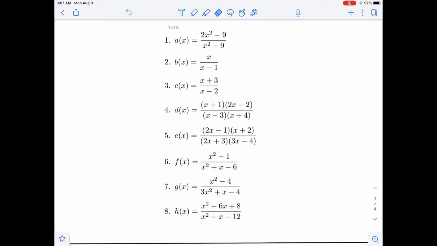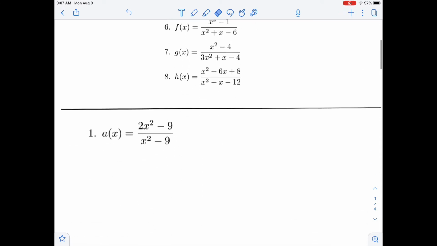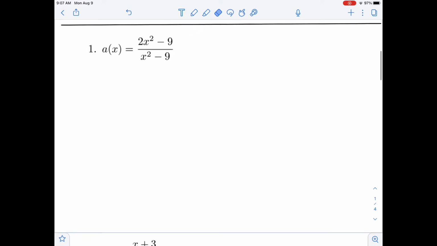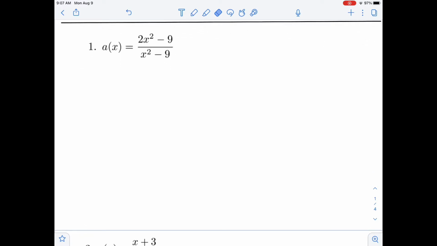Okay, so I'm going to take questions 1, 3, 5, and 7 again. You see it right here. A of x is 2x squared minus 9 over x squared minus 9. And so again, what I'm looking for today is the x and y intercepts. I have a function here that potentially crosses the x and y axes, and what I want to do is find those values.